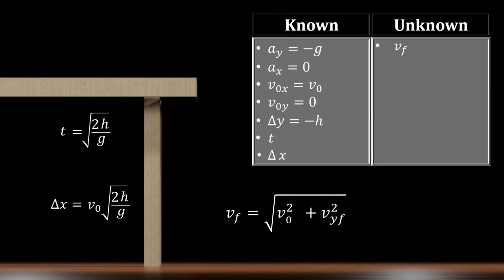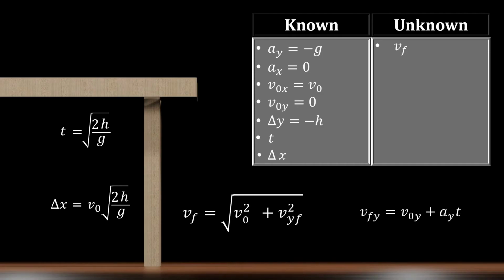We can use the kinematic equation for final y velocity. The initial y velocity is 0, and the y acceleration is minus g. We could plug in the expression for t that we found earlier, but it will be simpler to just calculate that number first by plugging in values and then putting it in here. Once you calculate the final y velocity, you can put it into the equation for the final total velocity. If you'd like to test your algebra skills, you can try plugging in the expressions and arriving at this final equation.